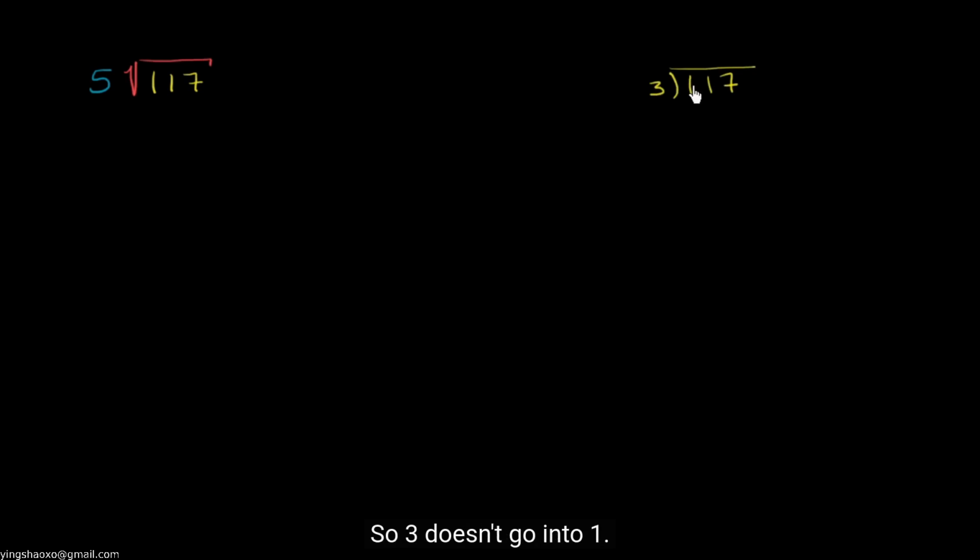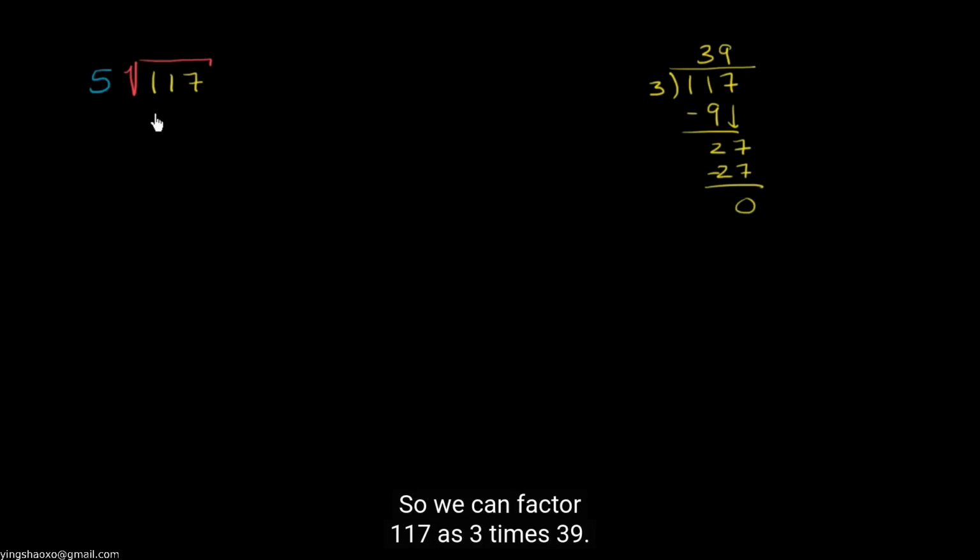3 doesn't go into 1. It does go into 11 3 times. 3 times 3 is 9. Subtract. You get a remainder of 2. Bring down a 7. 3 goes into 27 9 times. 9 times 3 is 27. Subtract and you're done. It goes in perfectly. And so we can factor 117 as 3 times 39.